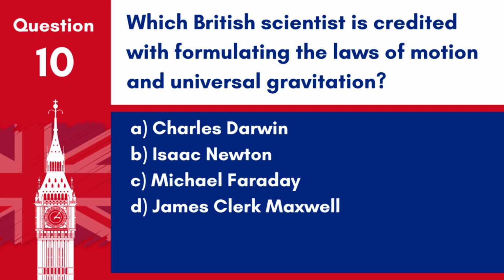Question 10. Which British scientist is credited with formulating the laws of motion and universal gravitation? A. Charles Darwin. B. Isaac Newton. C. Michael Faraday. D. James Clerk Maxwell. Answer: B. Isaac Newton. Isaac Newton is credited with formulating the laws of motion and the theory of universal gravitation, foundational concepts in classical physics.